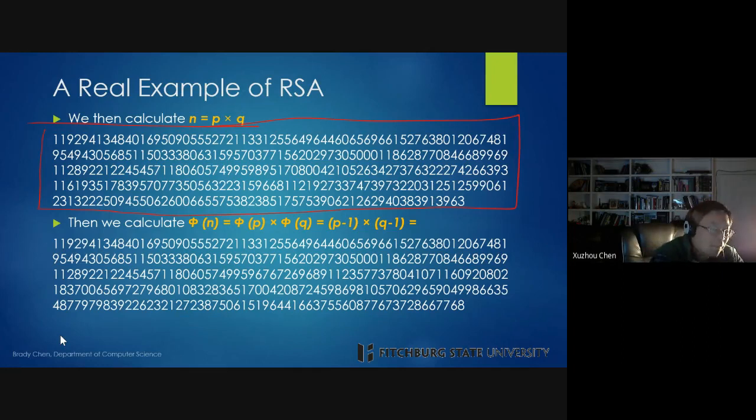And then what is phi of n? Phi of n is (p minus 1) times (q minus 1). And this is phi of n. This is n, this is phi of n.